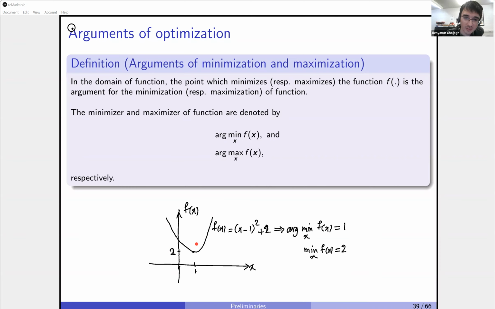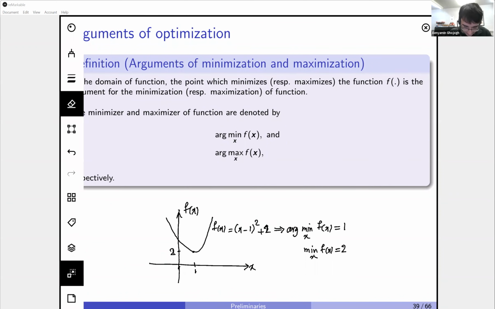What is the argument of the minimum of the function? Can someone answer? It's 1. Exactly, it's 1. In other words, the minimum of the function is 2, but the value of the objective variable at the minimum is 1. All right?